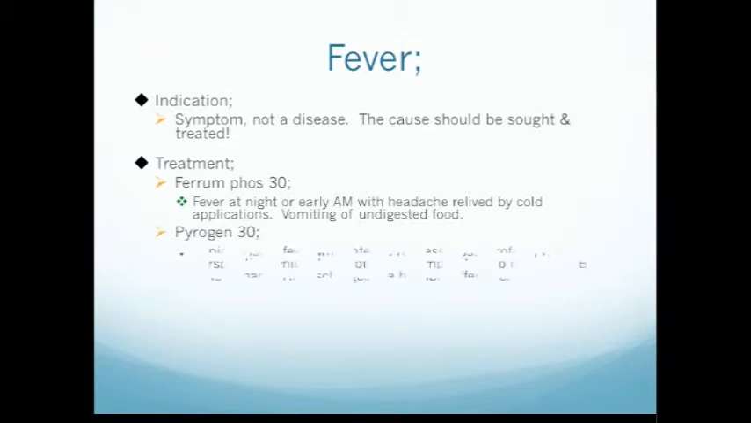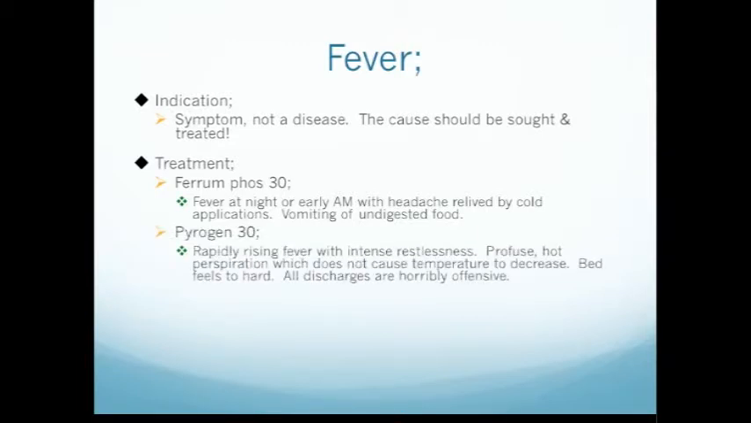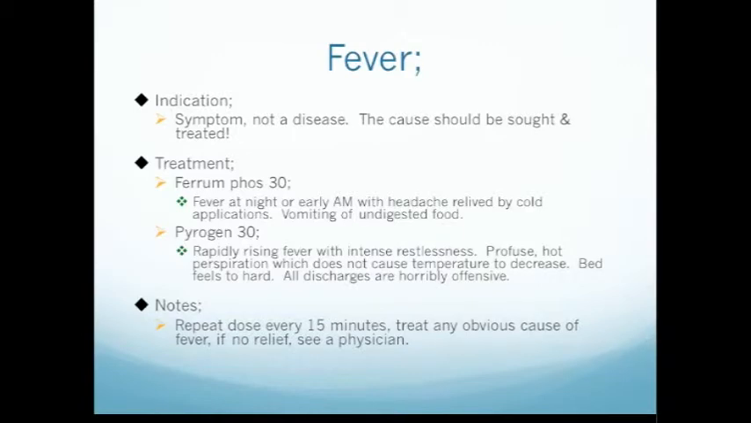Pyrogen 30 is good for a rapidly rising fever with intense restlessness. There will be profuse hot perspiration, which does not cause the temperature to decrease. The bed will feel too hard. All discharges are horribly offensive. Repeat these doses every 15 minutes. Treat any obvious cause of fever. If there's no relief, please consult a physician.